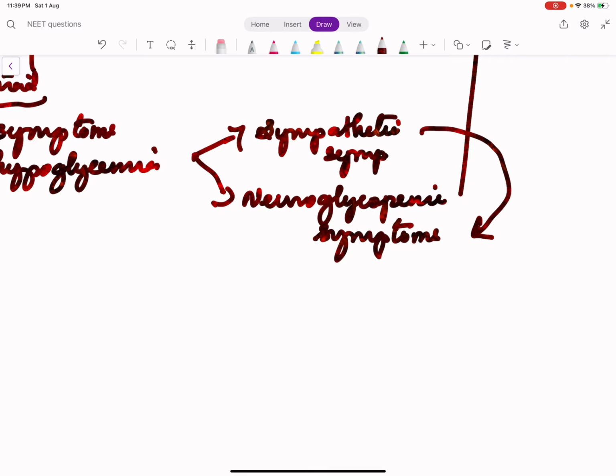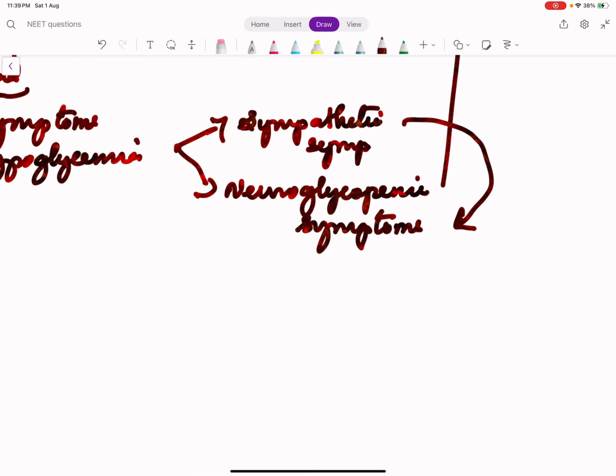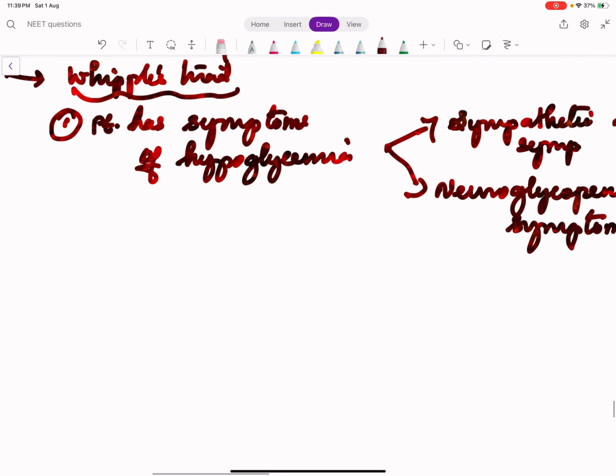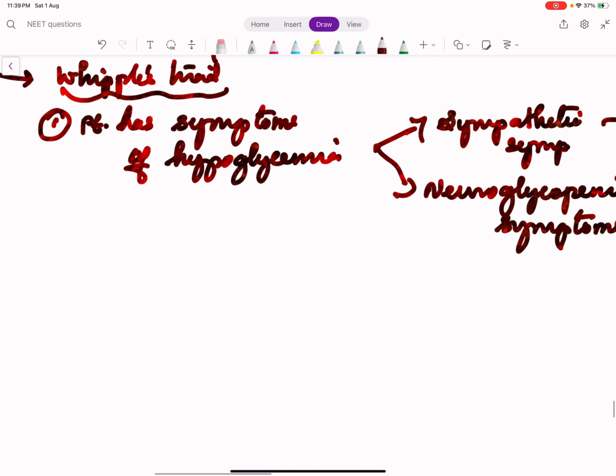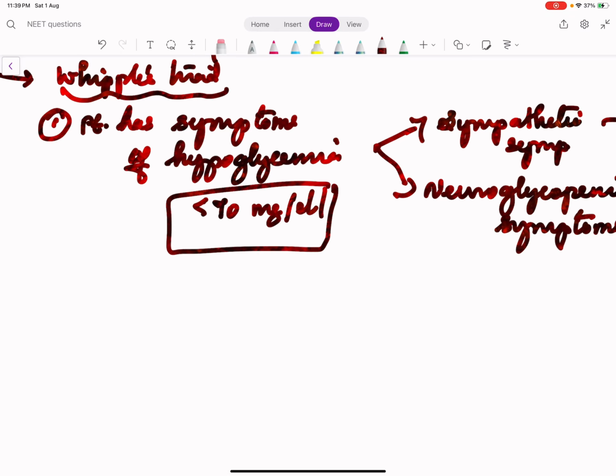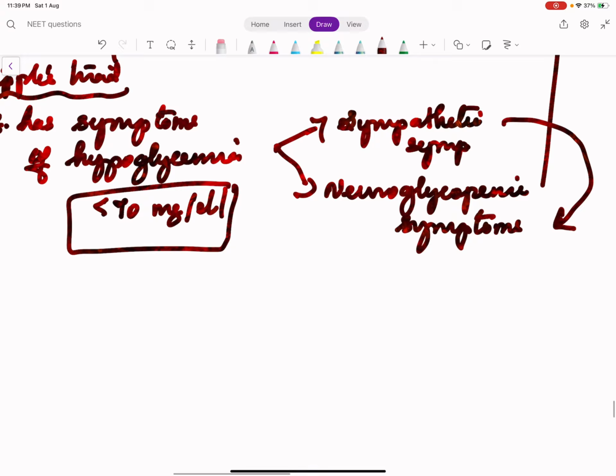In patients taking beta blockers, sympathetic activity is blocked, so they directly go for neuroglycopenic symptoms. So beta blockers should never be given in people who are at risk of hypoglycemia. So what is the actual level of hypoglycemia? Less than 70 milligrams per deciliter is hypoglycemia. So you must know the diabetic cutoff, the DKA cutoff, and the hypoglycemia cutoff.